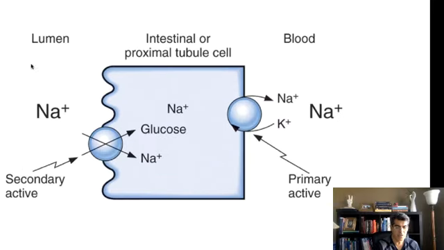This is the lumen of a small intestine. You're trying to bring sugar inside the cell. Remember, glucose is going to come inside the cell with sodium together. Since this pump is moving both of them in the same direction, we call this one a co-transport, or it's called symport, because both of them are coming in.